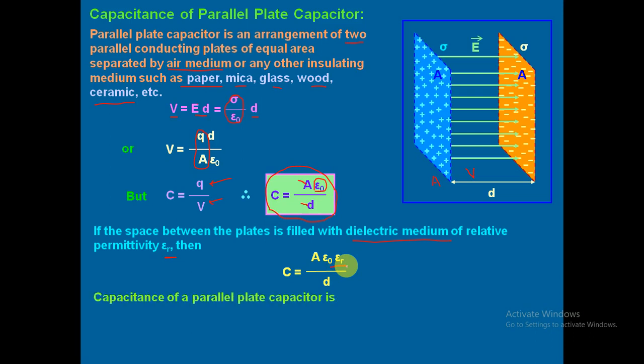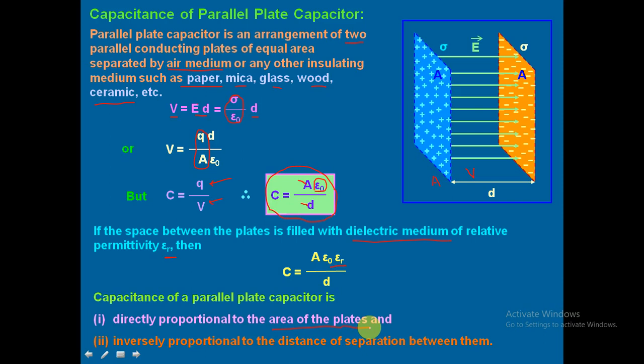The capacitance of a parallel plate capacitor is directly proportional to the area of the two plates. The more the area of the plate, the more would be the capacity of the parallel plate capacitor. And second, it is inversely proportional to the distance of separation between the two plates, small d. So if the two plates are lying closer to each other, then capacitance would be more. And if the distance between the two plates is more, capacitance would be less.